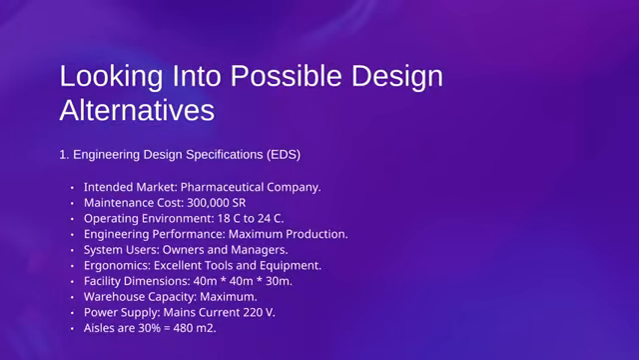And so when we look into possible design alternatives, we of course set the engineering design specifications, which are as follows. The intended market is the pharmaceutical company. Maintenance cost is about 300,000 riyals. Operating environment, of course, since they are medicine items, between 18 to 24 degrees. Okay, so these are the engineering design specifications to consider before coming up with our new design layout.